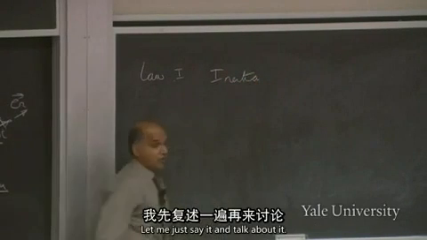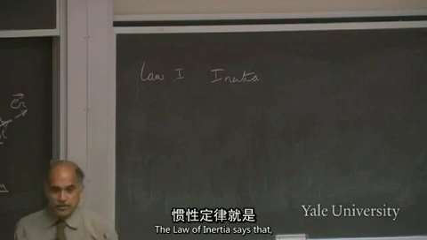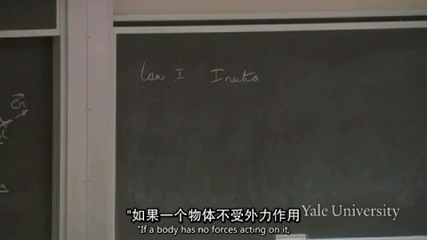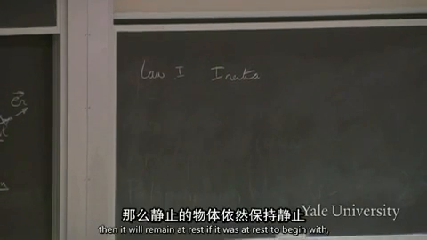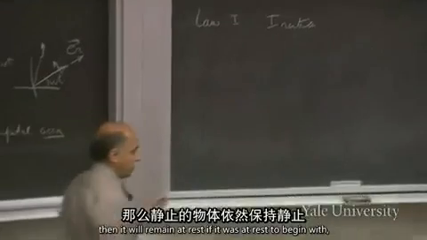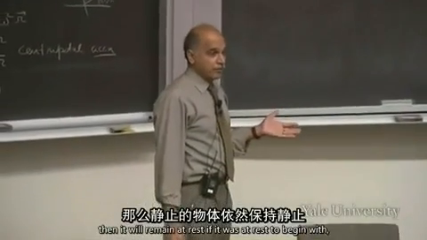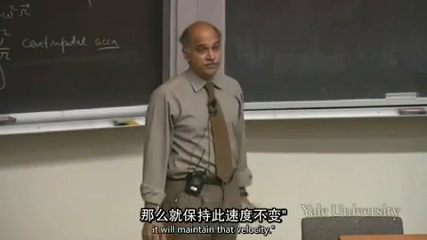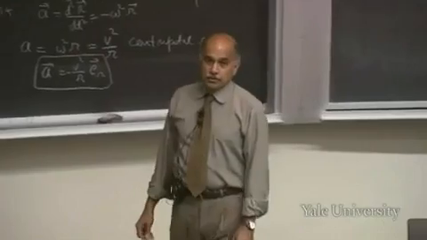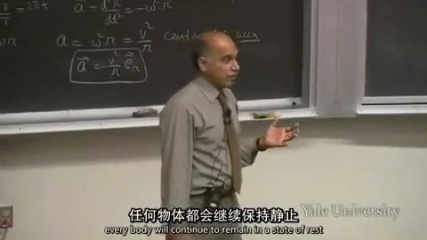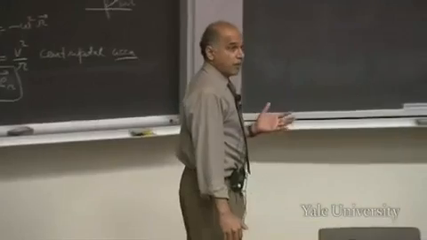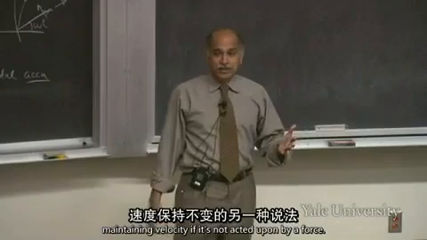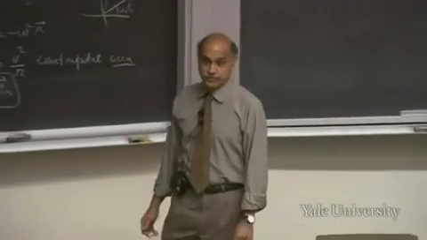Let me just say it and talk about it. The law of inertia says that if a body has no forces acting on it, then it will remain at rest if it was at rest to begin with, or if it had a velocity to begin with, it will maintain that velocity. So one way to say it is every body will continue to remain in a state of rest or uniform motion in a straight line. That's another way of saying maintain a velocity if it's not acted upon by a force.